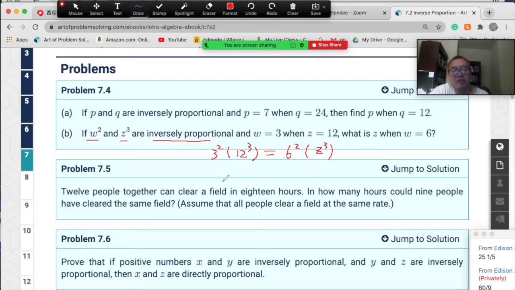Okay, then you solve for Z cubed from this equation. So Z cubed equals 3 squared times 12 cubed, then divided by 6 squared. Then you need to take the power of 1/3, because this one is Z. You know, first you can set this in two steps. First find Z cubed. Z cubed will equal 3 squared times 12 cubed, then divided by 6 squared.